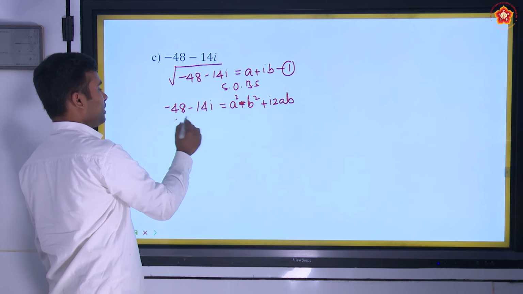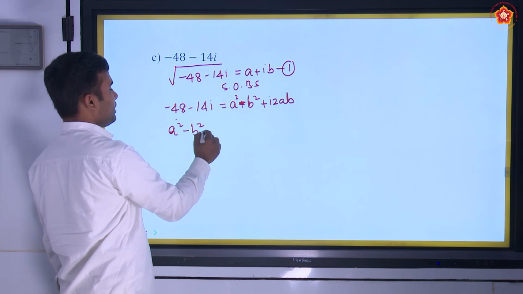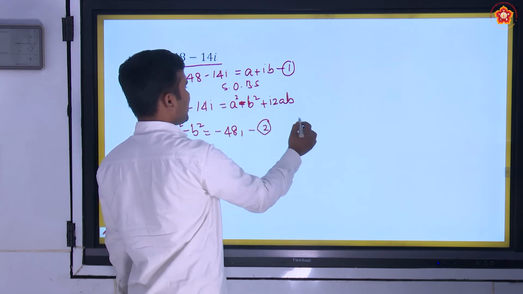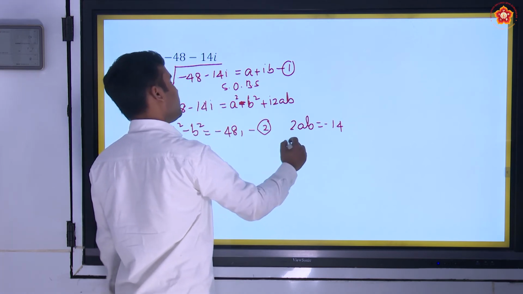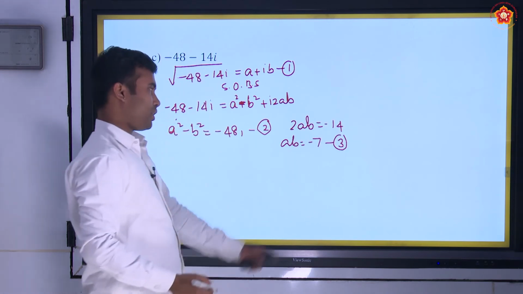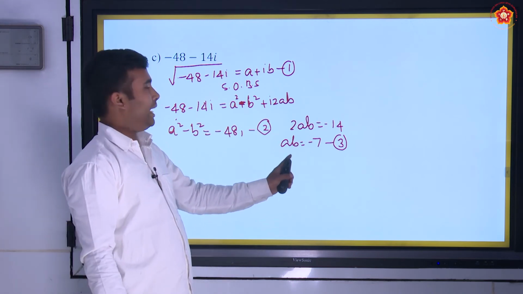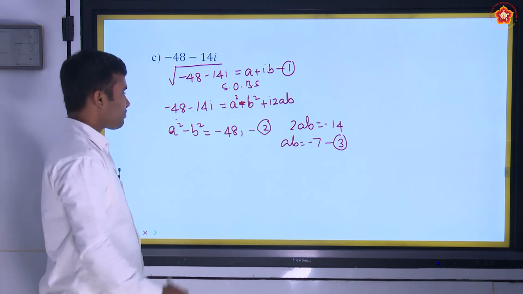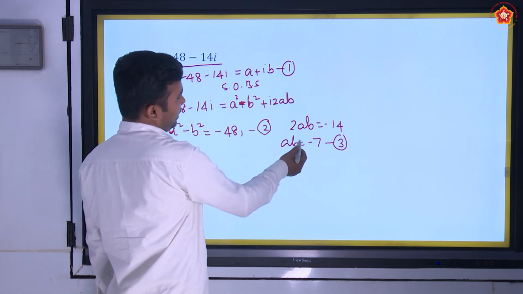Now equate real parts and imaginary parts. I will have a squared minus b squared is equal to minus 48, and I will call it equation 2, and the imaginary part is 2ab is equal to minus 14, so ab is equal to minus 7. I will call it equation 3. You just divide by 2 on both sides. So ab is minus 7, and you definitely expect the signs of a and b to be different.